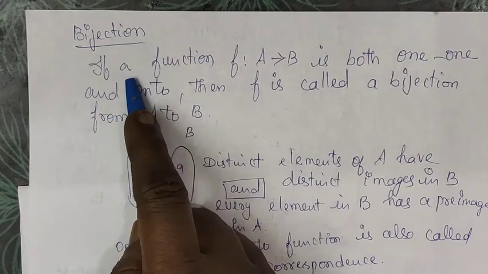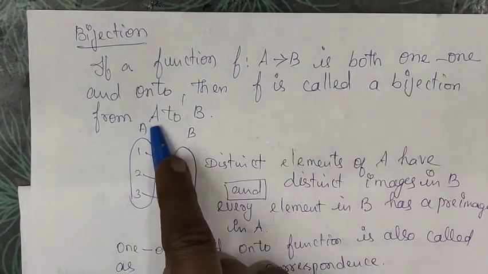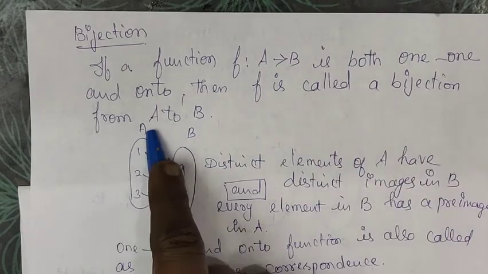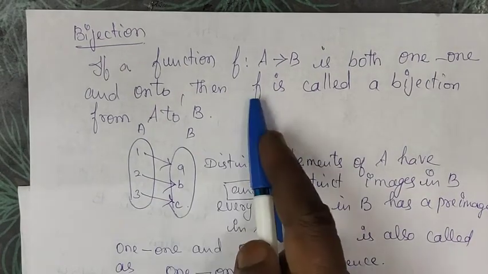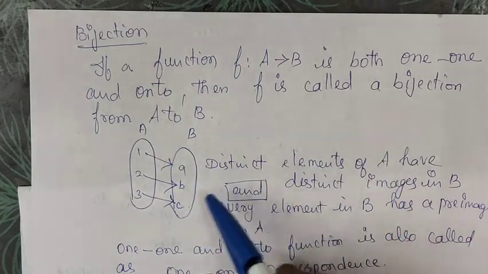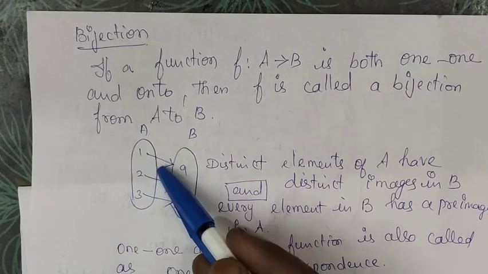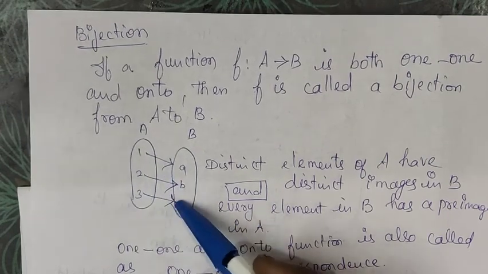Now bijection. If a function f from A to B is both one-to-one and onto, then f is called a bijection from A to B. That is, it must be both one-to-one and onto. Now look at the example here: all the pre-images have distinct images.